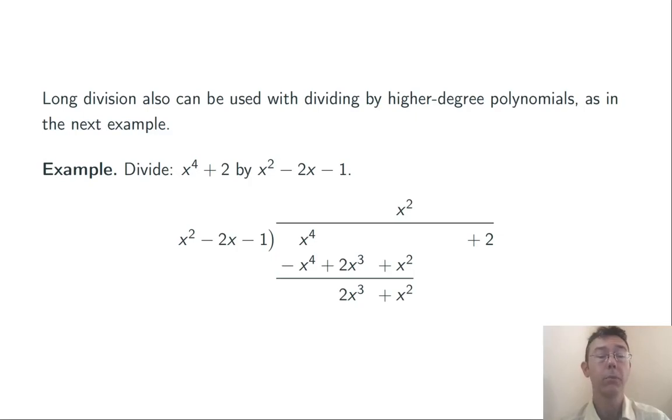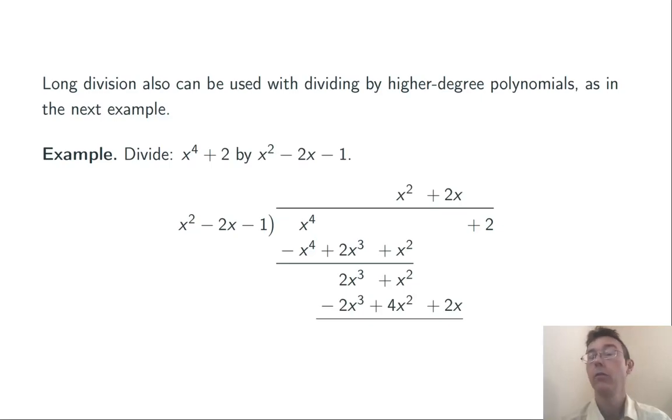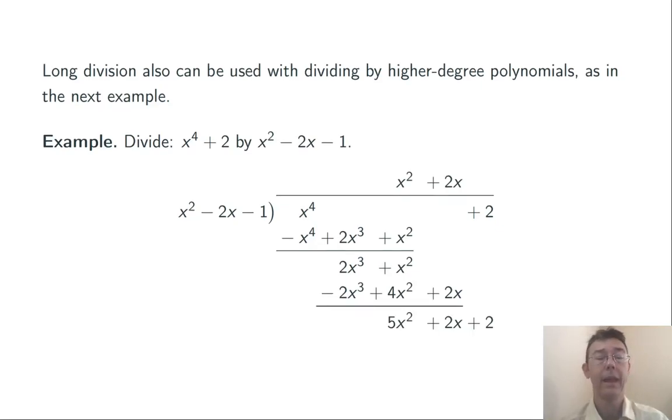I'm imagining bringing down 0x. Then I repeat the procedure. I ask, what do I need to multiply x squared by to get 2x to the third? And the answer is 2x. Multiply, change the sign, and add. This time I get 5x squared plus 2x. Then I bring down the 2.